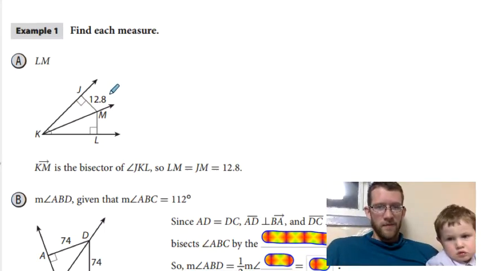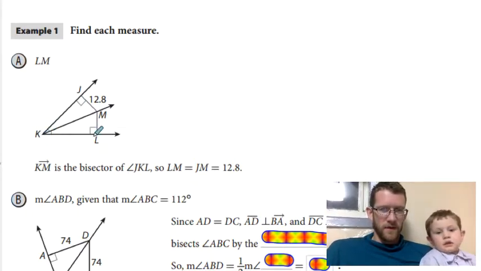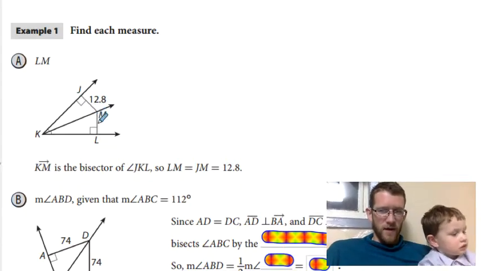LM here, this is JKL. It's an angle bisector. We can tell because of these congruence marks here. So therefore M is on the angle bisector. MJ is 12.8, therefore ML is 12.8.